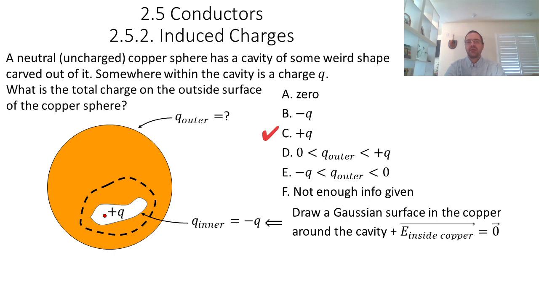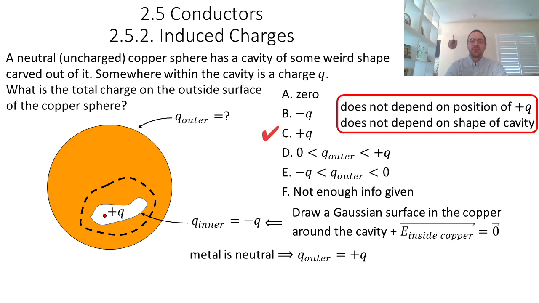And since we already have a charge plus Q inside the cavity, it means that the charge on the inner surface has to be minus Q, so that the total is 0. Okay, but then the metal is neutral, so if we have minus Q on the inner surface, it means we must have plus Q on the outer surface. So the charge on the outer surface is plus Q, and it was answer C. Okay, you see that this does not depend on the position of the plus Q charge inside the cavity, and also this does not depend on the shape of the cavity.